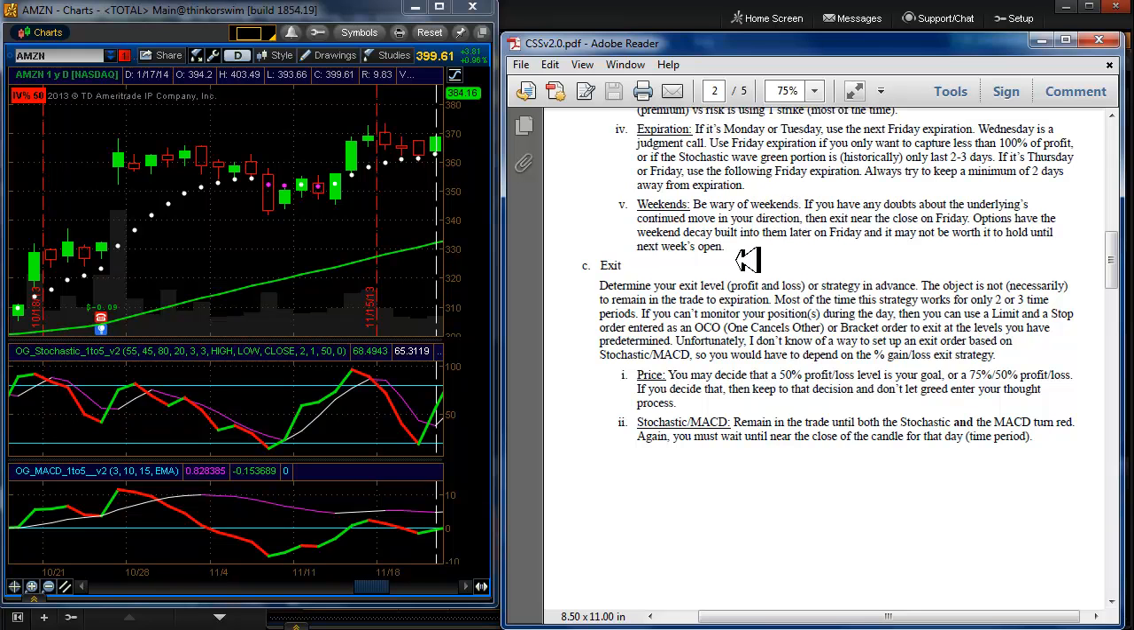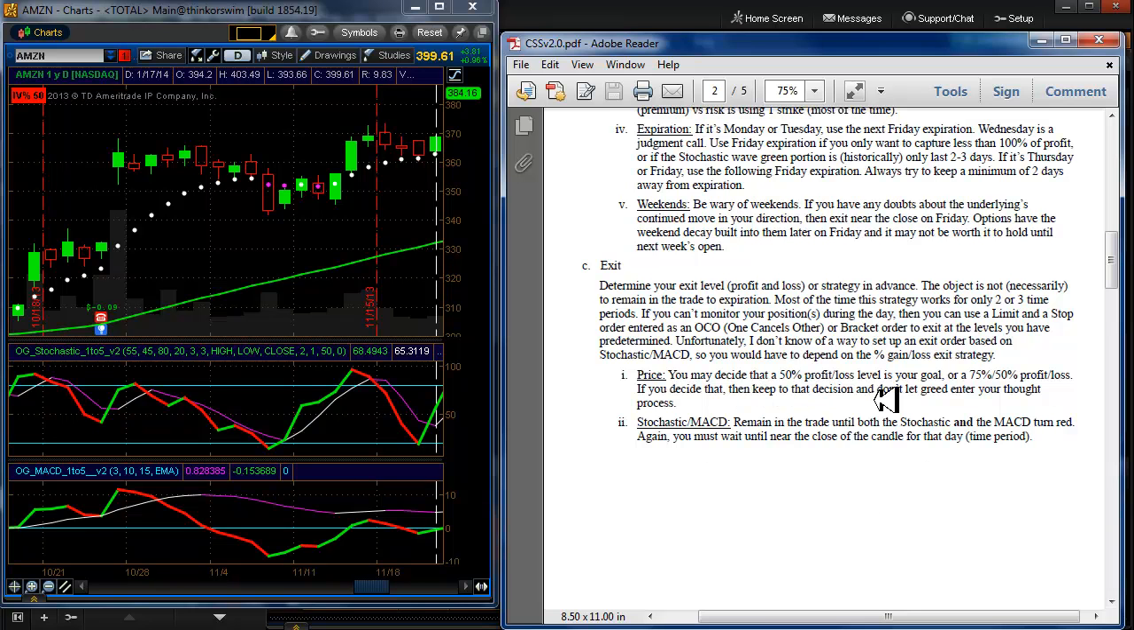All right, now we're talking about exit here, but let's look at the stochastic and MACD rule here. First we'll talk about price. And like I mentioned before, if you decide that a 50% profit loss level is your goal, or a 75-50 profit loss, for instance, you'll exit if you are up 75%, or you will exit if you have a 50% loss.